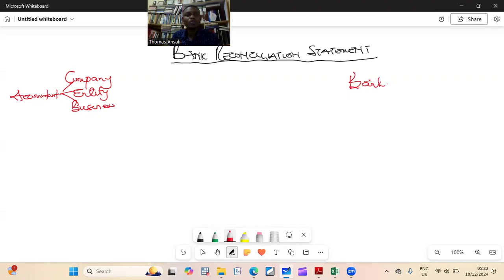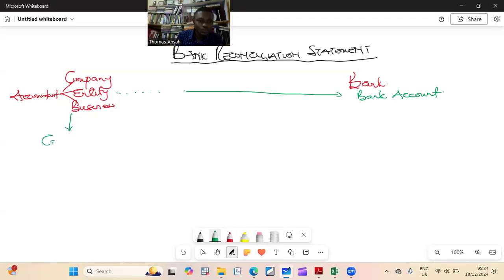So what happens is that the company, as they are operating, will go to a bank and open a bank account. That is it. One thing you should understand is that we've already learned something called the cash book, and you remember that in the cash book there was a bank column. So that is what we have, the bank column of our cash book.